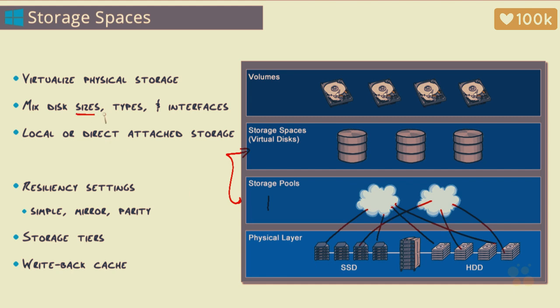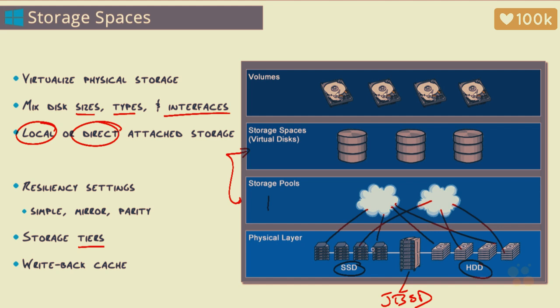These disks can vary in size, they can vary in type, SSD or HDD, and combining them is a good idea because we can take advantage of the tiering feature. We'll talk about that in a little bit. And they can also vary by interface. They can be a mix of USB, SATA, SCSI, iSCSI, SAS, just to name a few. It works with locally attached storage or directly attached disk enclosures, otherwise known as JBODs, just a bunch of disks.